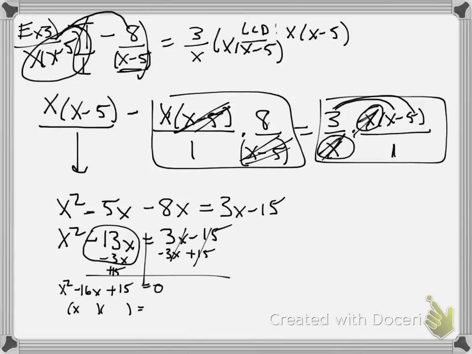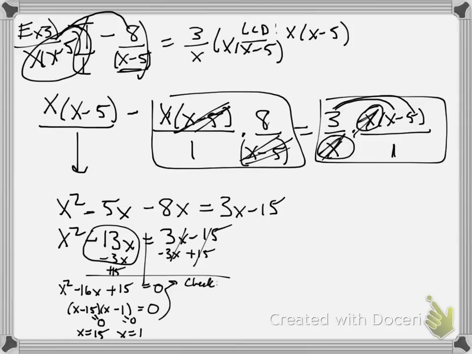Hopefully you're thinking what I'm thinking: negative 1 times negative 15. I think that works, right? They multiply to positive 15 and they add to negative 16. So we can set each factor equal to 0, using the zero product property, and we get two solutions, 15 and 1. Now, this is where, for sure, you want to think about checking your answers.